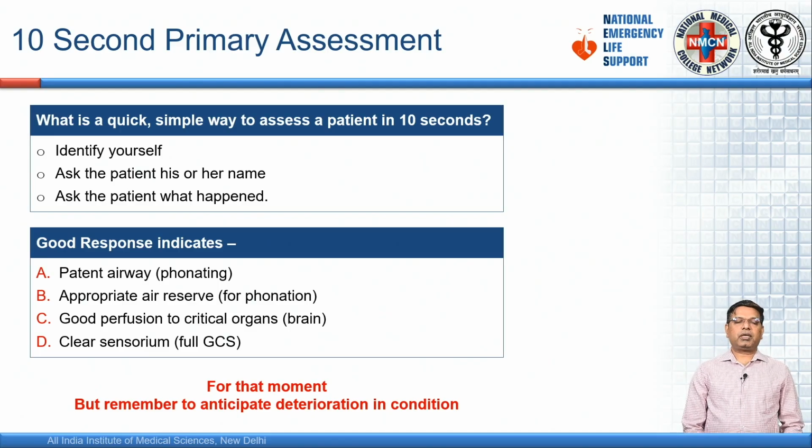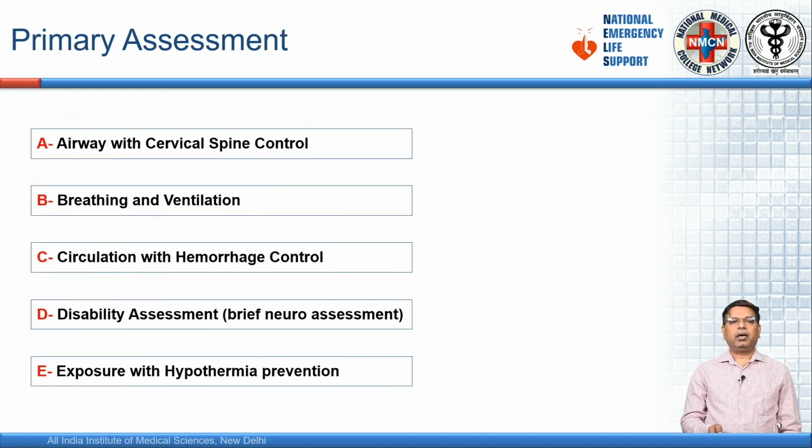So if you just ask some person his name, and he is able to speak his name properly, you can understand that at this particular moment his ABCD is fine. But always remember, they may deteriorate. So reassessment is key. This is a quick way of primary survey, or a quick way of primary assessment. Now coming to the detailed one, you have to go for a detailed assessment of ABCD and management accordingly.